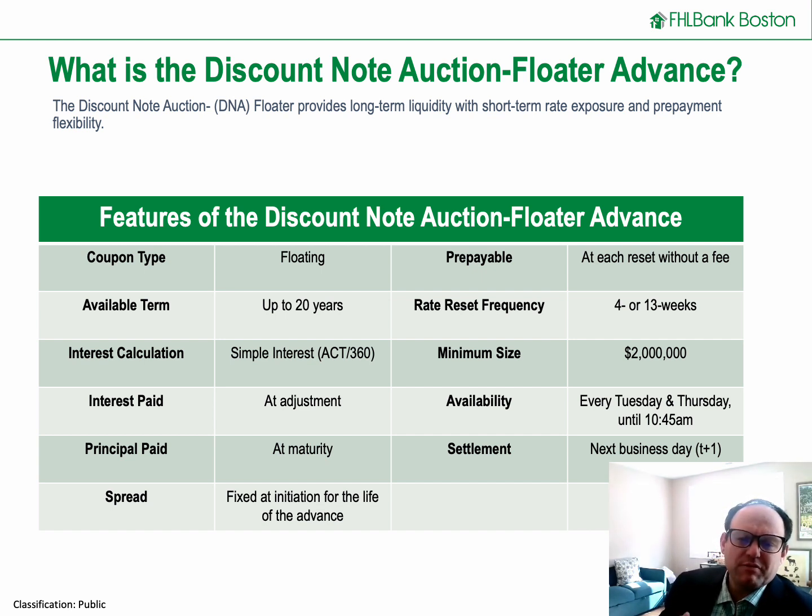First off, because of the longer final maturity, it affords you a long-term liquidity profile. The second feature is that despite that long-term liquidity via the maturity, the floating rate nature allows you to gain short-term interest rate exposure, which may align with your ALM preference. And the last key feature of the advance is that it affords you prepayment flexibility. At every rate reset, whether that is 4 or 13 weeks, whichever variety you choose, you have the ability to prepay the advance without a fee. We'll get into some of those details in a little bit.